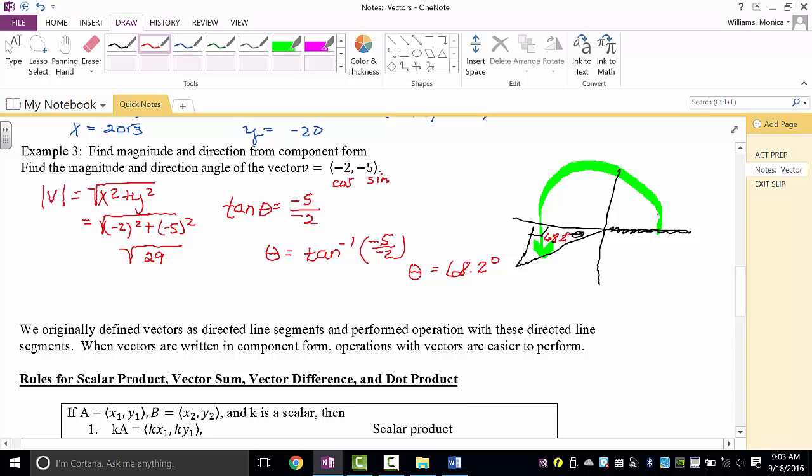So I must add 180 degrees to that to get my direction angle. So I have 180 plus 68.2 degrees, which gives me 248.2 degrees for my direction angle. Magnitude, radical 29, direction angle, 248.2 degrees.